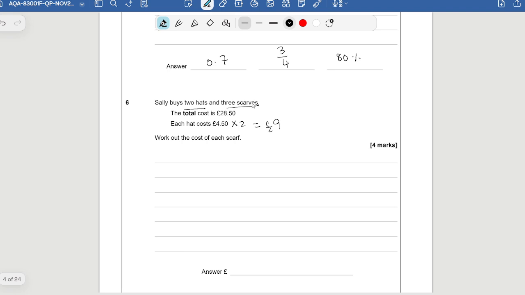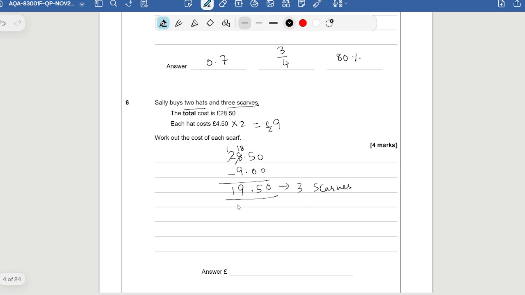The remaining amount is for scarves. So I take away 9 from 28.50 to get the amount she will be paying for the 3 scarves. This is 50 cents, and then 18 take away 9 is 9. 19.5 pounds are remaining now. This is the amount for 3 scarves.